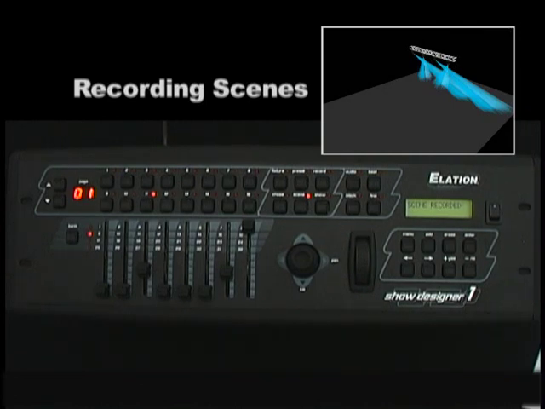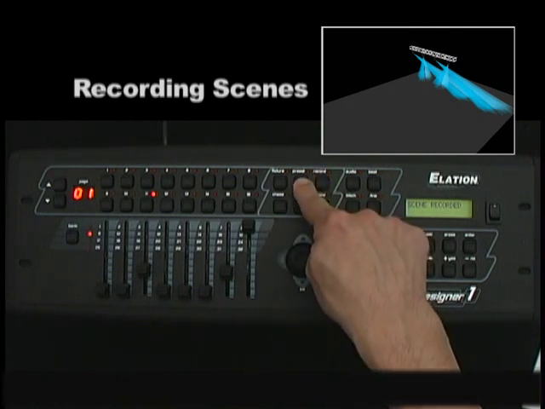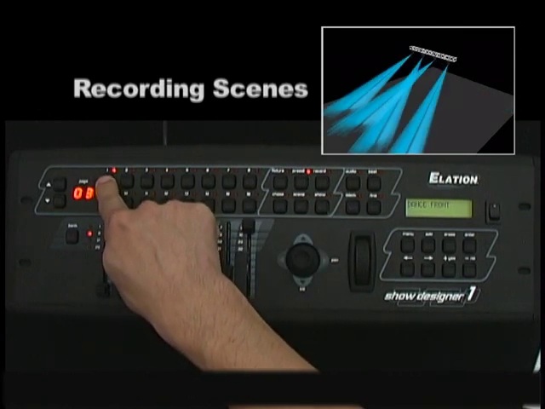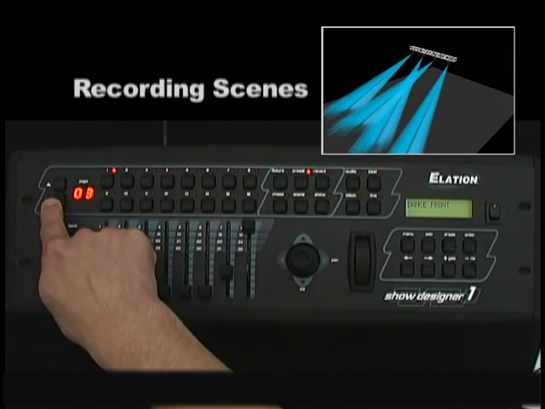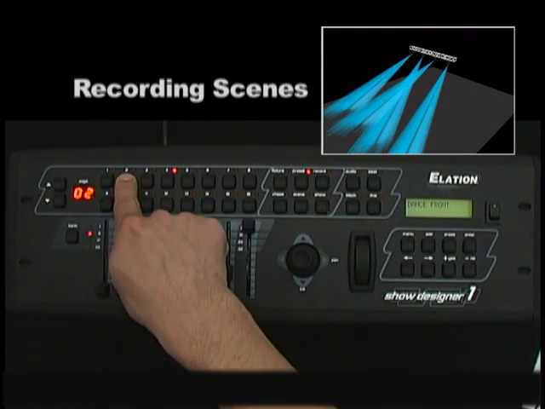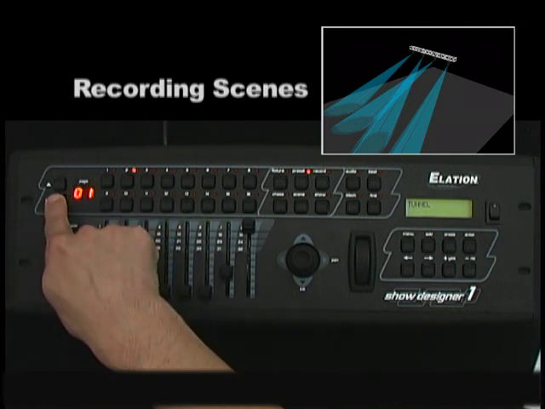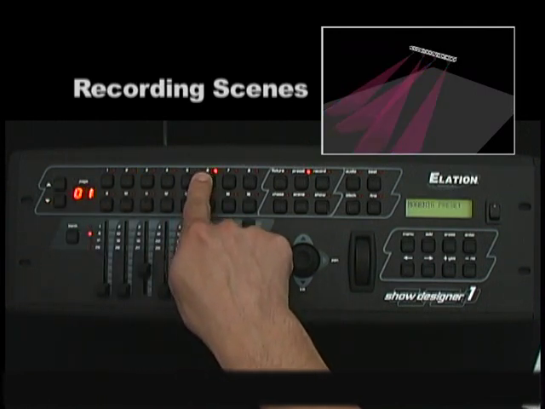I'll record one more scene using presets. Once again, select the preset button. Select the preset. Page 3 is my beam position. Page 2 contains my gobos. And page 1 contains my colors.